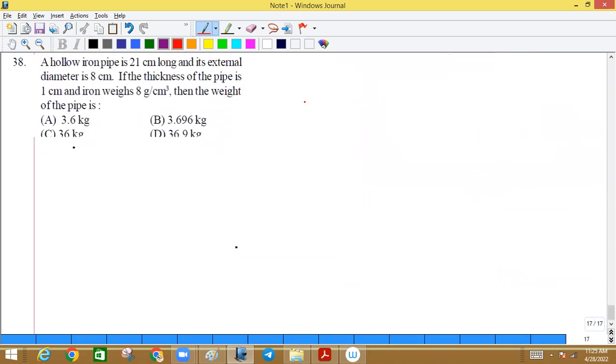A hollow iron pipe is 21 centimeters long. Its external diameter is 8, which means radius is 4. Thickness of the pipe is 1, which means the internal radius is 3. Because external radius is 4, thickness is 1, so internal radius is how much? 3. And iron weighs 8 grams per centimeter cube. For 1 centimeter cube, it is 8 grams. If it is V centimeter cubes, volume into 8, this is the weight.